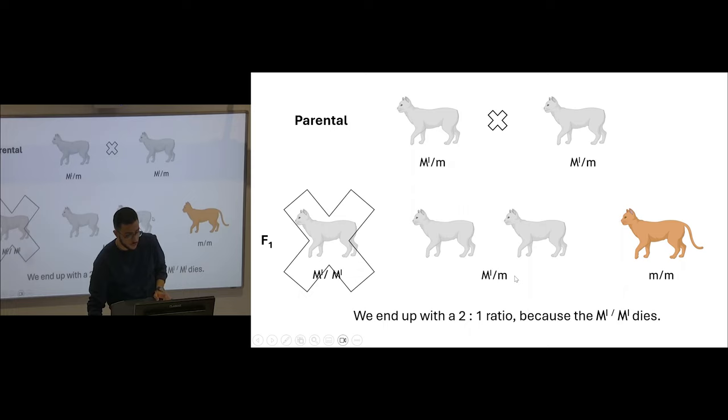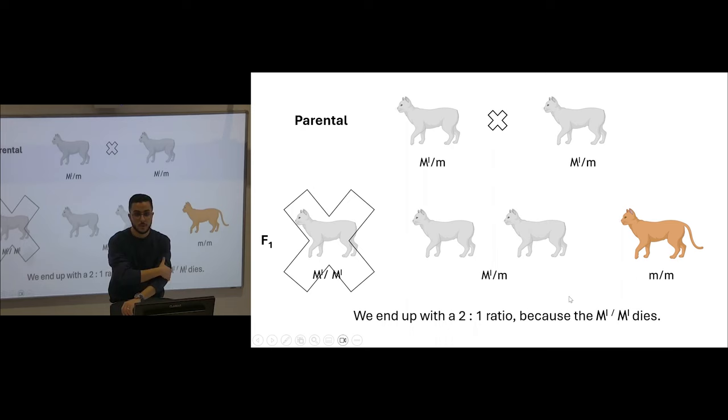How do we know that this actually happens? Well, scientists can look at the zygotes first and see if they're made. If they end up making progeny, then that would become a 1-to-2-to-1. If they don't, then we know that it's a lethal allele.